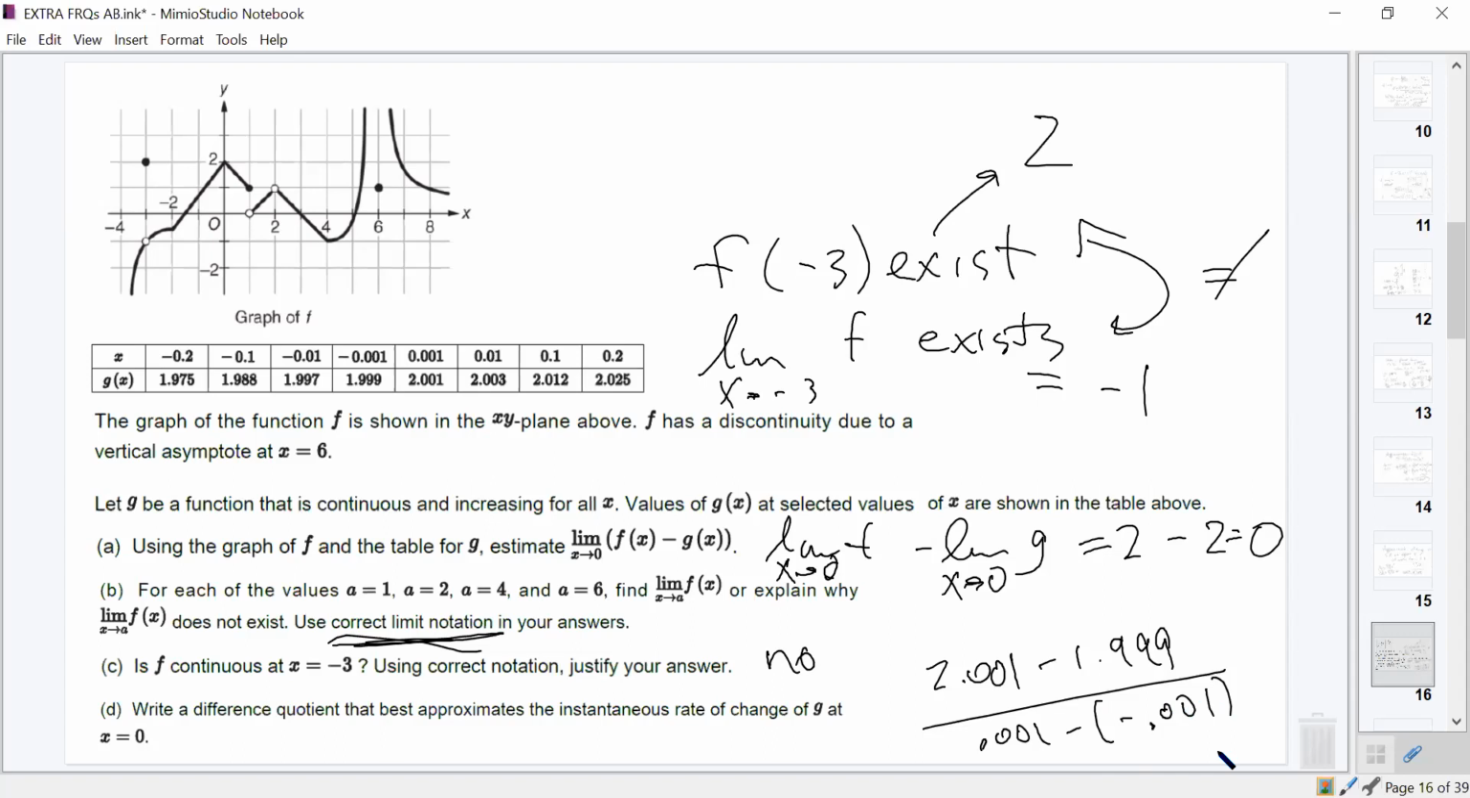That'd be it. We're approximating the derivative, or the instantaneous rate of change of g, using an average rate of change. Remember that an average rate of change is just a slope, and on a small interval, that's an approximation of the instantaneous rate of change. Everybody good there? Yep. Cool.